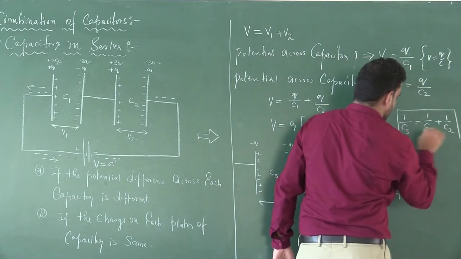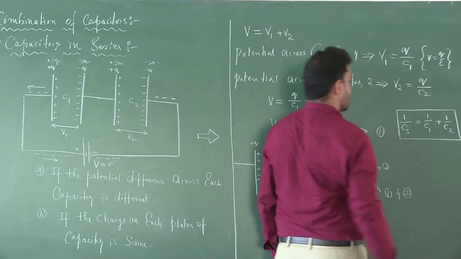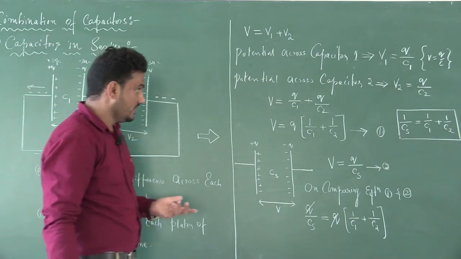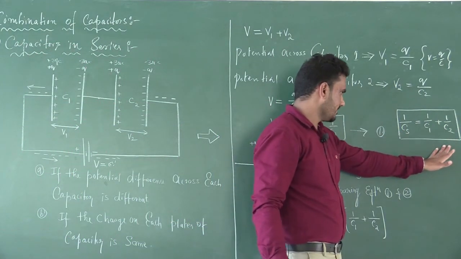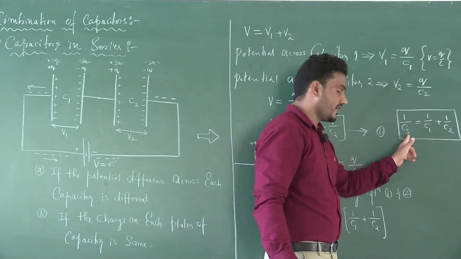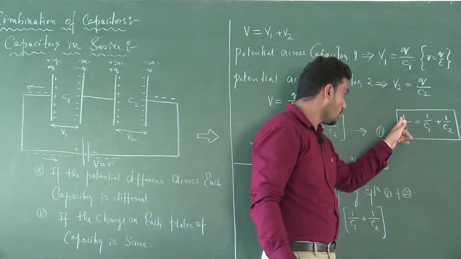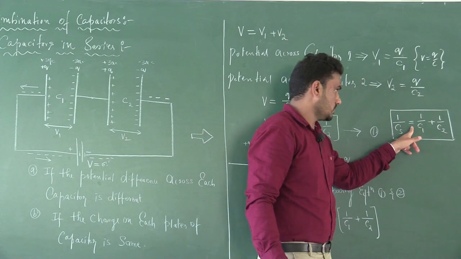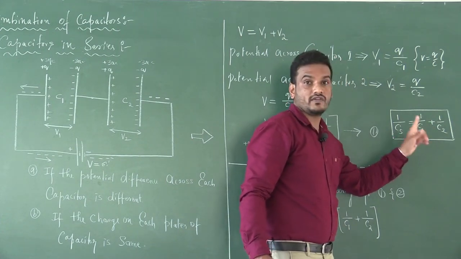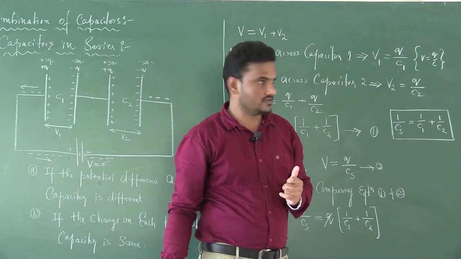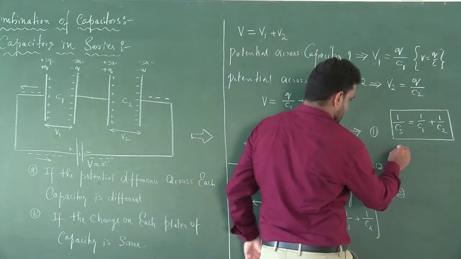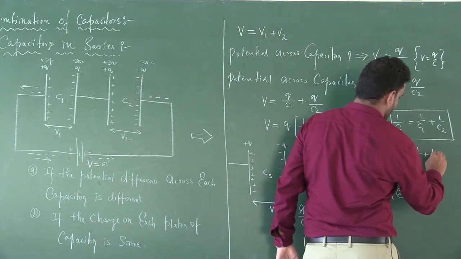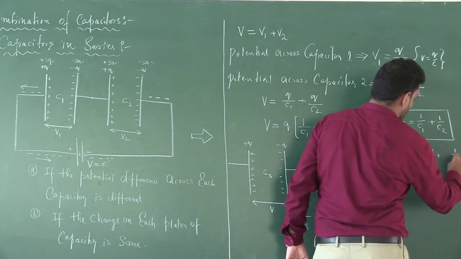So this is the expression for the effective capacitance of capacitors when they are connected in series. How can I define this? The reciprocal of effective capacitance. Why is this reciprocal? 1 over CS is there. The reciprocal of effective capacitance is equal to the sum of reciprocals of individual capacitances. Suppose I use n number of capacitors, I shall write 1 over CS is equal to 1 over C1 plus 1 over C2 plus dot dot dot 1 over Cn.